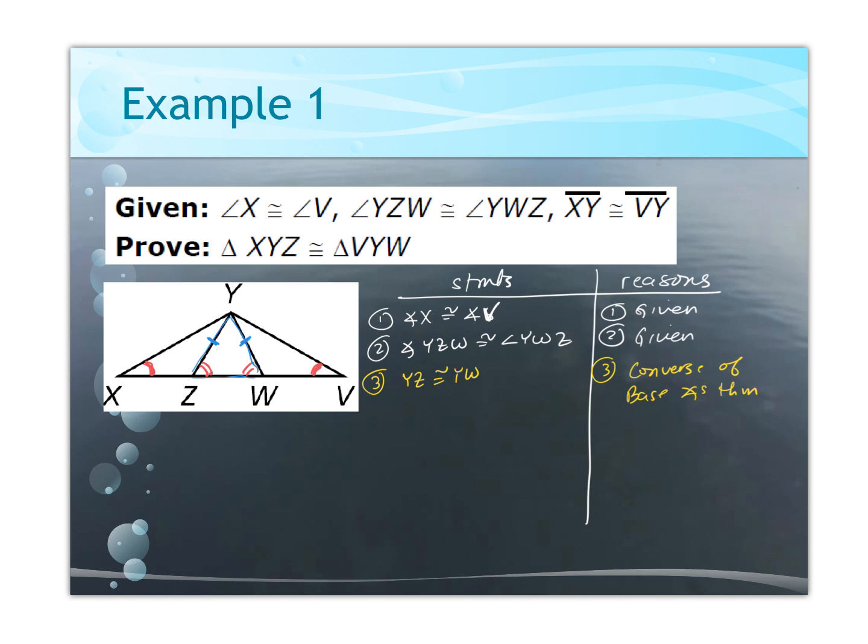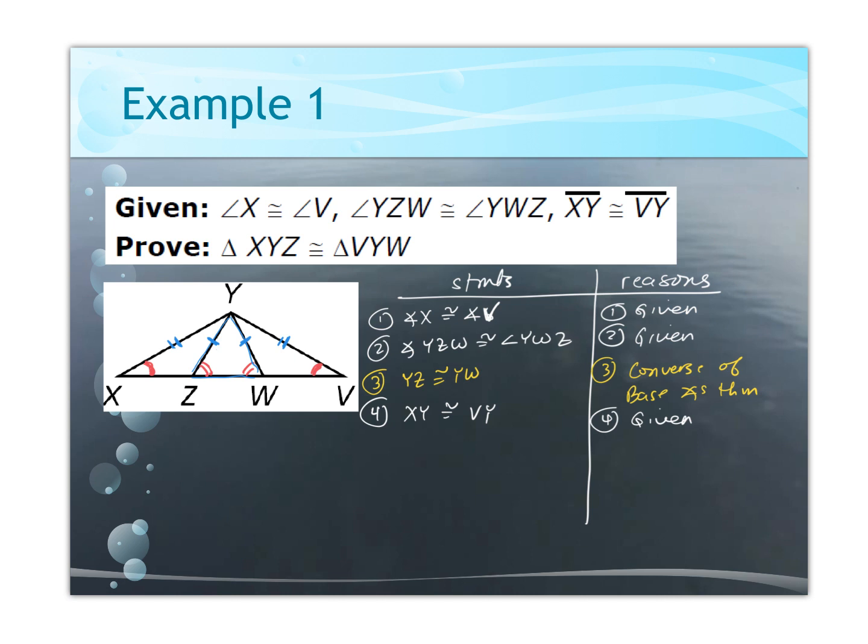So now I have a side that I was able to prove. The next thing I have to think about is what else they gave me here. Number 4, they also gave me that XY is congruent to VY. Now again, this was a given. So what does that mean in this big picture? Let me come over here. XY over here is congruent to YV. And so notice what I've got here. I've got two sides. I don't have the included angle. I don't have three sides.